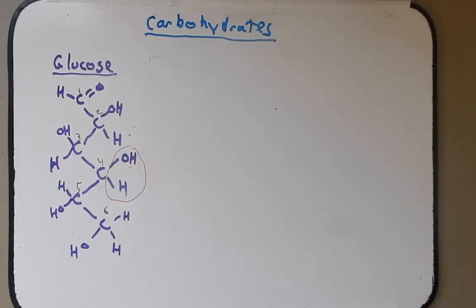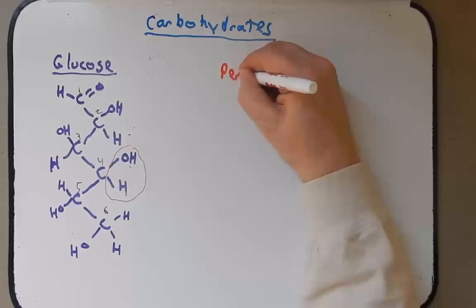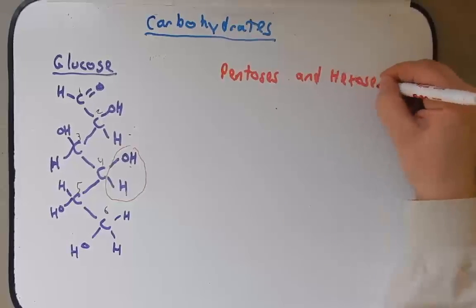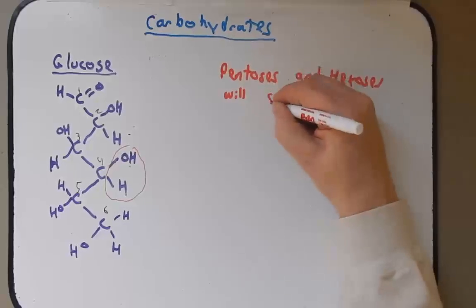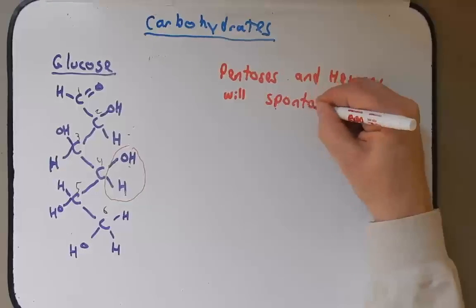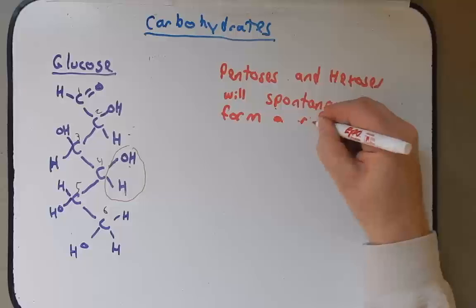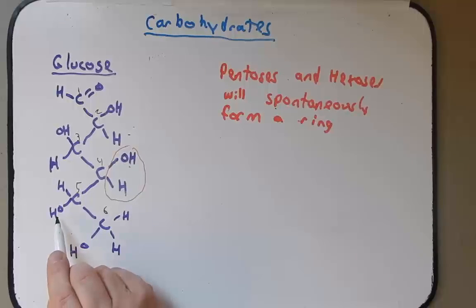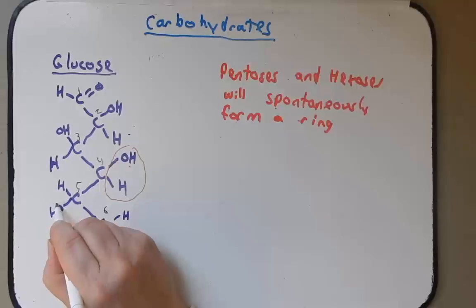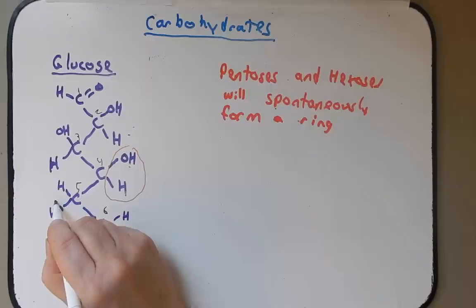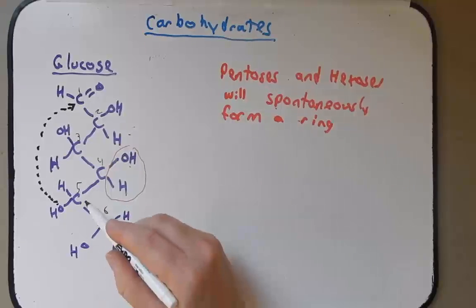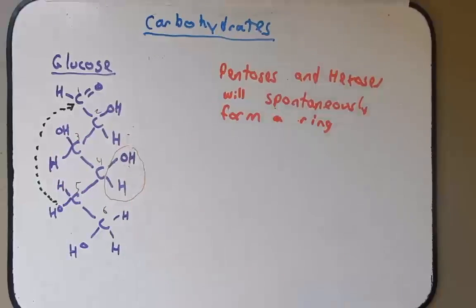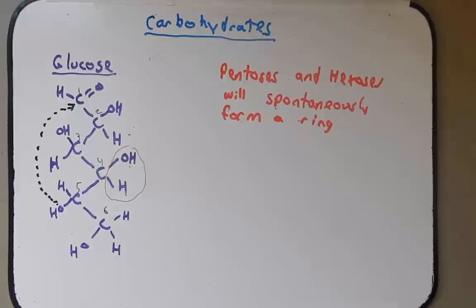Now I want to talk a little bit about how sugar naturally appears in our cells. Pentoses and hexoses, and anything higher than that, will spontaneously form a ring. And the way it does that is that this hydroxyl group, particularly the oxygen here, on this fifth carbon, will form a bond with the carbon at the first position. And that's going to wrap this all the way around. And so typically we will write sugars in a cell looking something like this.